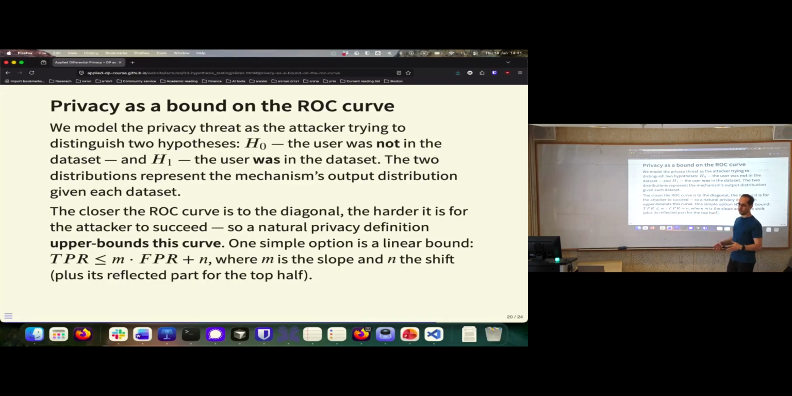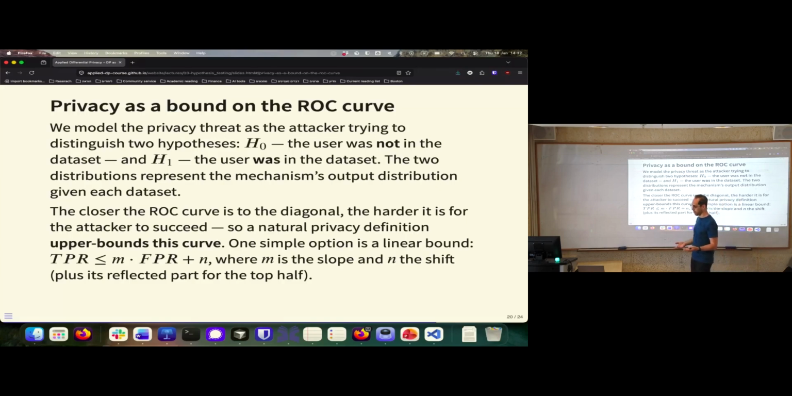A natural way to define privacy in a way that captures the best protection we can guarantee is to say a mechanism is private if the induced ROC curve for any element in any data sets is relatively close to the diagonal. So the only thing left to define is how do we quantify relatively close, right?